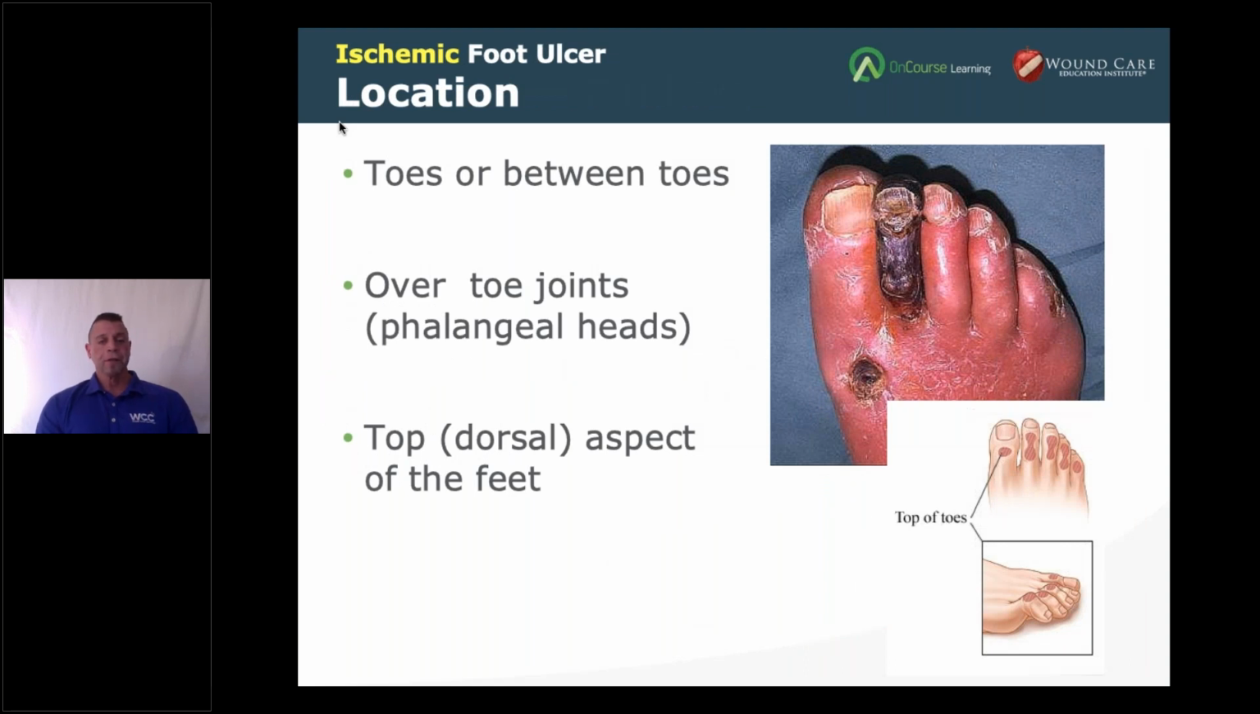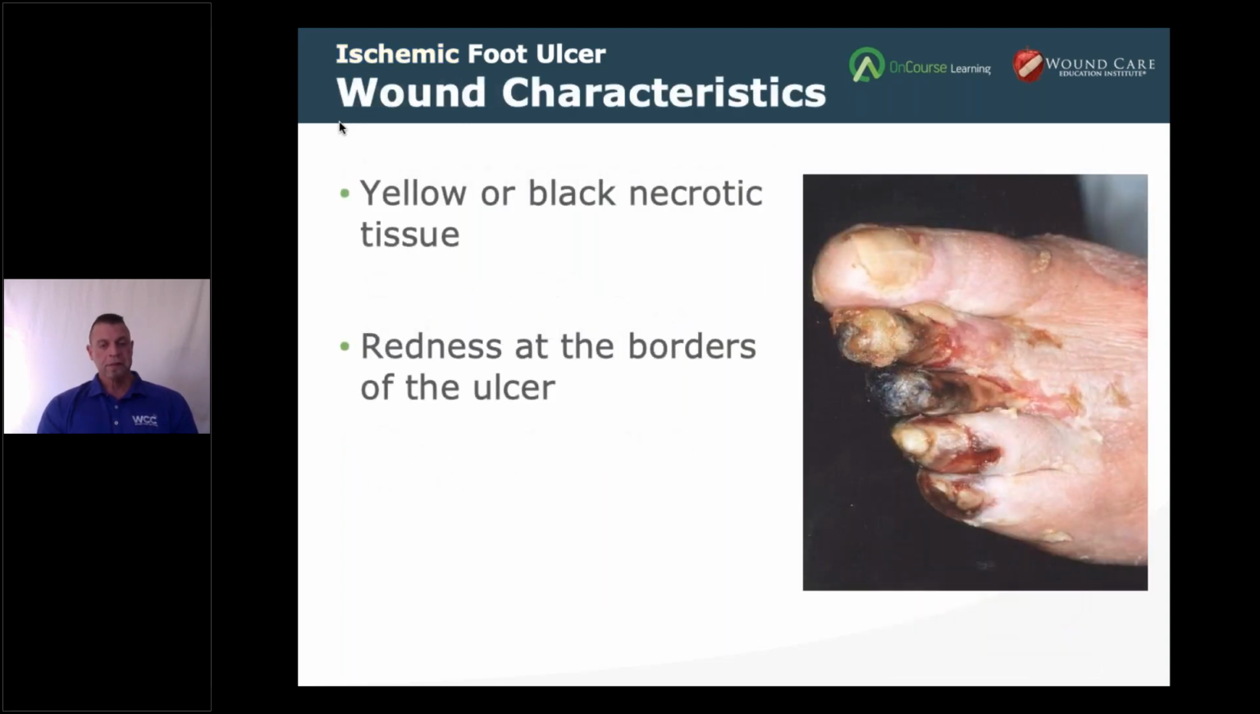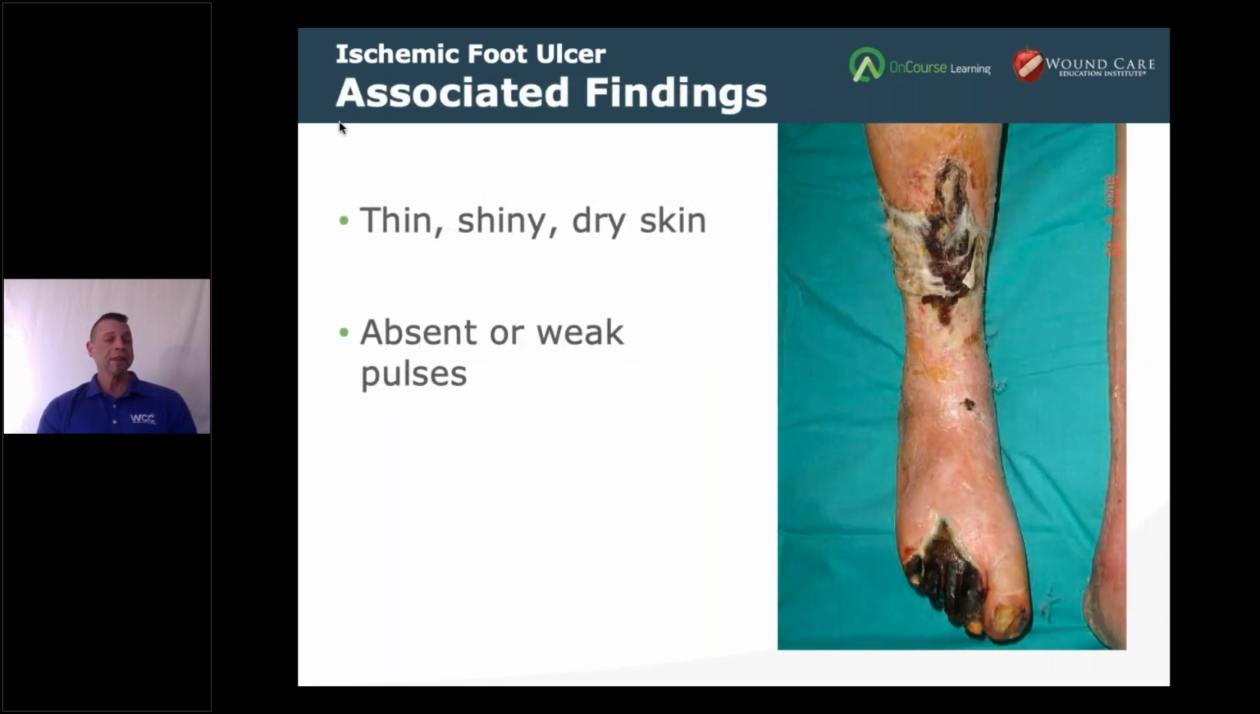With our ischemic foot ulcers, the location of these are generally seen in the toes, between the toes, over the tops of the toes or the phalangeal heads, and on that dorsal aspect of the foot. They generally present with yellow or black necrotic tissue, but there is a distinct, commonly a redness at the borders of the ulcer. There's usually a very distinct demarcation between the necrotic tissue and the surrounding viable tissue with these ischemic wounds. Again, because of the ischemia, that thin, shiny, dry skin, and those absent or weak pulses.